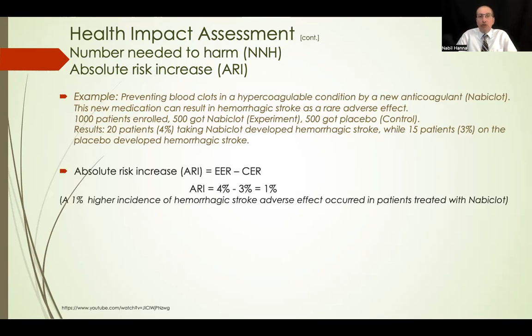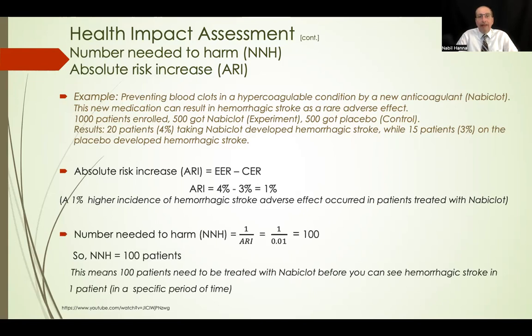So what's the absolute risk increase? It seems that the risk of hemorrhagic stroke increases with Nabiclot. The experimental event rate of hemorrhagic stroke in the experimental group is 4%, and the rate of developing hemorrhagic stroke in the control group is 3%. So there is an absolute risk increase of 4% minus 3%, which is 1%. So there is a 1% higher incidence of hemorrhagic stroke adverse effect occurring in patients treated with Nabiclot.